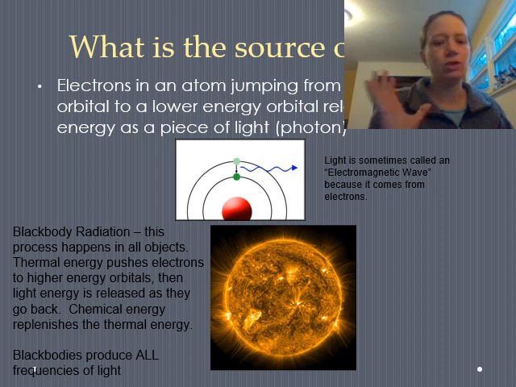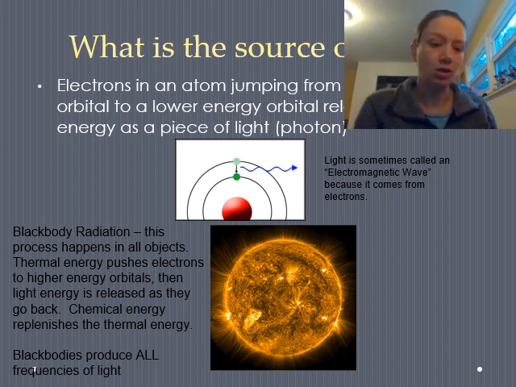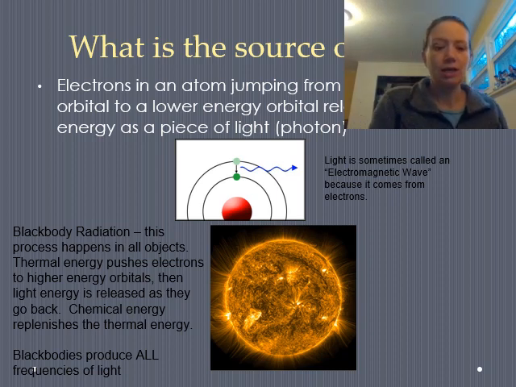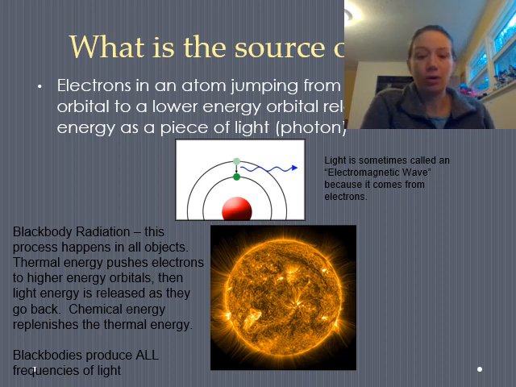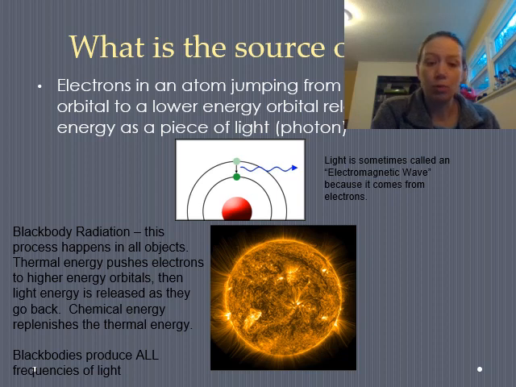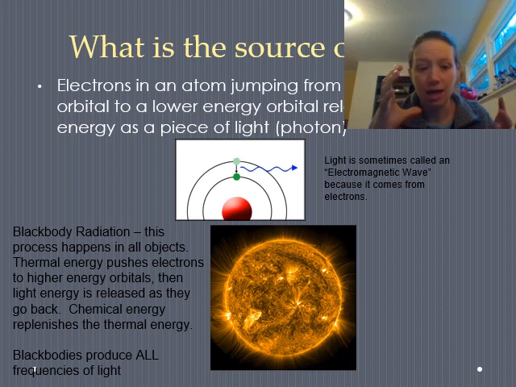Most of the light that you see out there is from a process known as black body radiation. So when you look at, for example, the sun and the light that's coming from it, or a light bulb in your room that's creating light, what's happening is there's some kind of heat, some kind of thermal energy that is pushing the electrons out. And then as they jump back, as we mentioned above, we're going to be releasing that energy in the form of light.